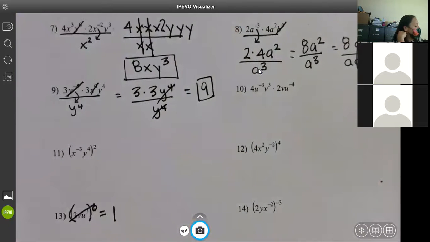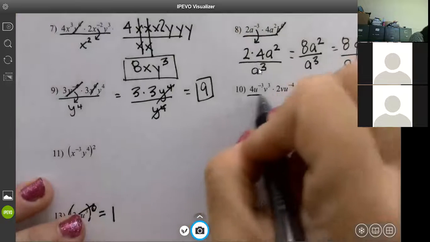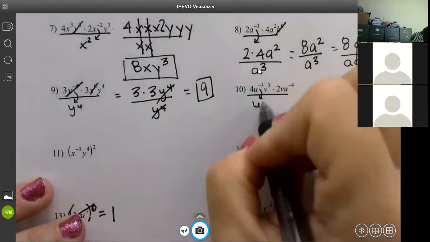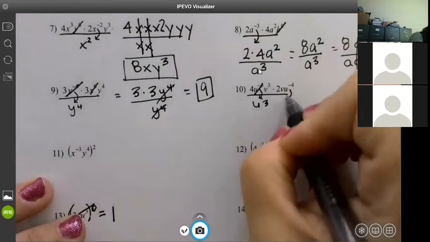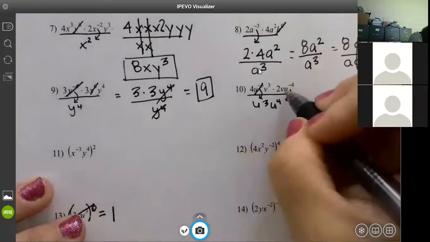One more like this, and then we got some squares and cubes and stuff. Right, I don't see any zeros in number 10, but I do see negative exponents. So I'm going to move them to the bottom. So u cubed and u to a positive 4.